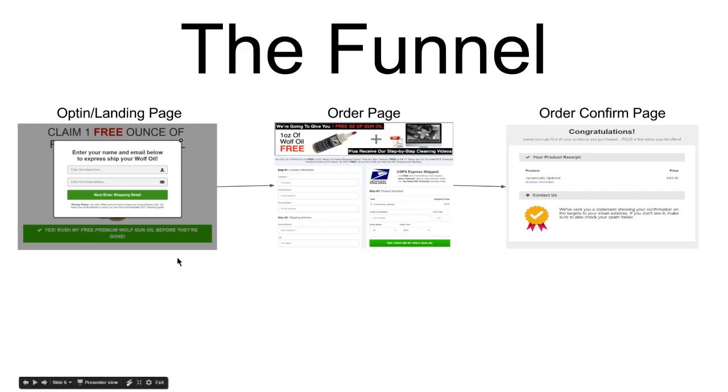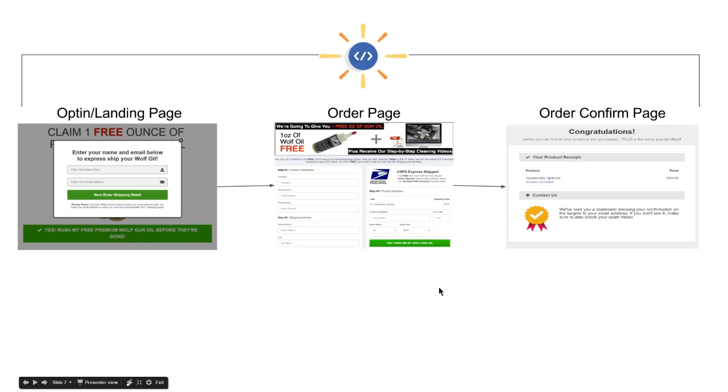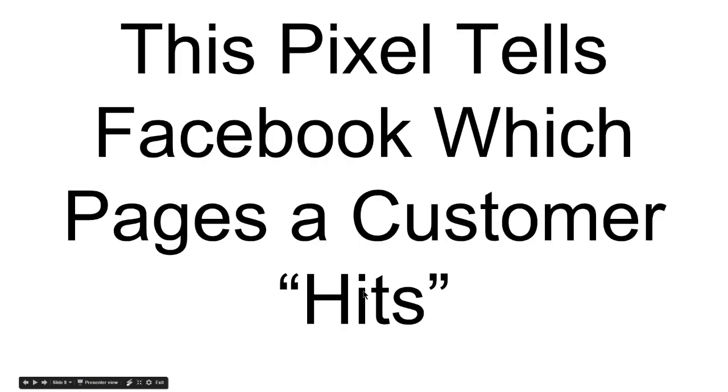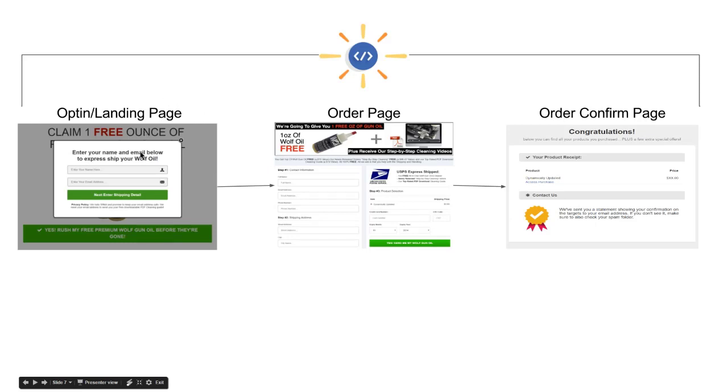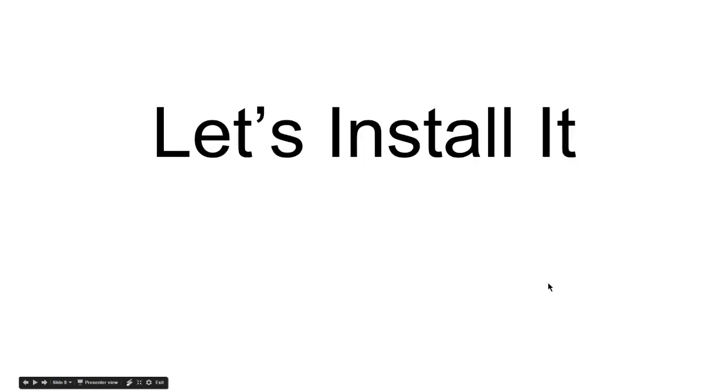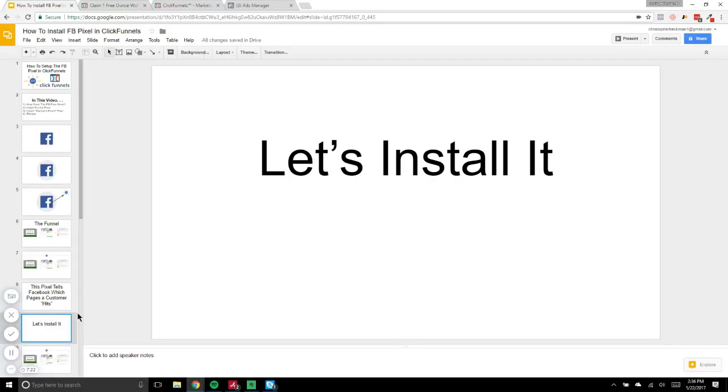So here's the funnel, a very basic funnel we're going to be using. This is actually Trey Llewellyn's free plus shipping funnel. We're just using this for an example. So we have an opt-in page, an order page, and an order confirmation page. And what we're going to be doing, first step, is putting the master pixel, base pixel code that encompasses all these pages. And this is just one step that we need to do. What this does is allow Facebook to see which pages a customer actually hits. So it's going to be able to see when they land on the opt-in page, when they land on the order page, when they land on the order confirmation page. So let's go and set that up so we can see what that looks like.